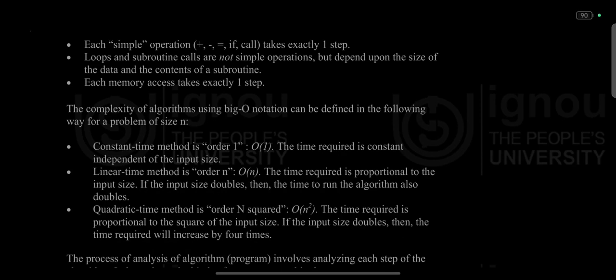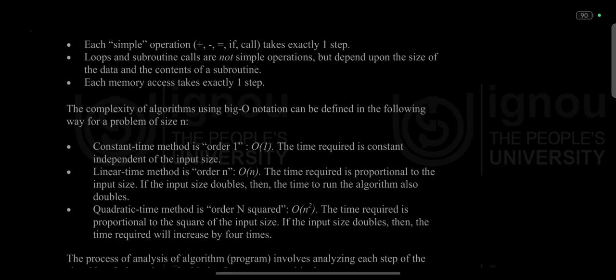The complexity of algorithms using big O notation can be defined in the following way for a problem of size n. Constant time method is order 1. Big O(1): the time required is constant, independent of the input size. Linear time method is order n. Big O(n): the time required is proportional to the input size. If the input size doubles, then the time to run the algorithm also doubles.